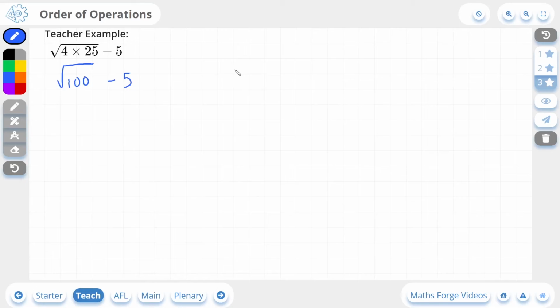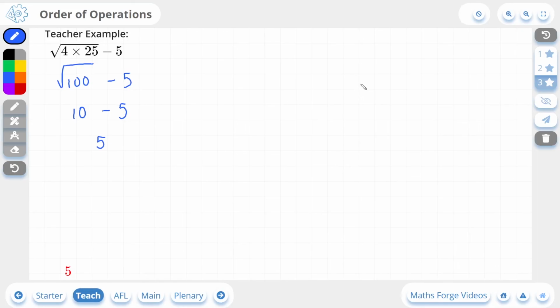Now we can call on BIDMAS to actually help us with this order. BIDMAS says indices before subtraction. And the square root counts as an indice. It's a root. It's a type of power. So if we go ahead and do the square root of 100, so a number that multiplies by itself to get 100, well, that number is 10. And then we have minus 5. And now we can just do 10 minus 5, which leaves us with a final answer of 5. And if we check our answer, there it is.